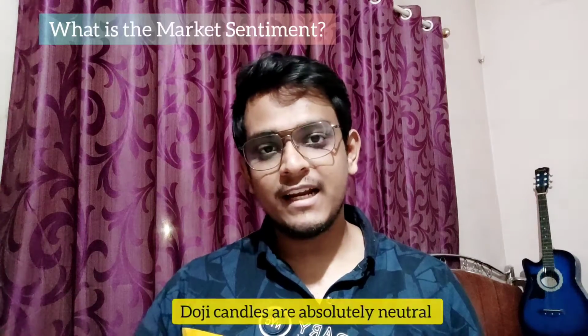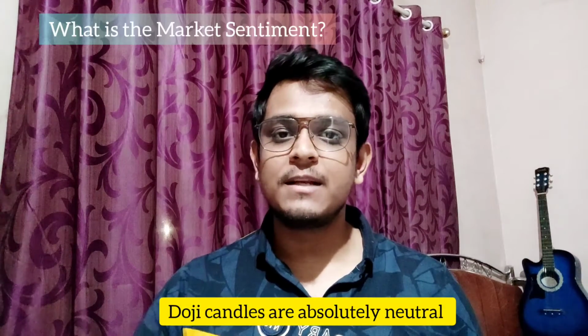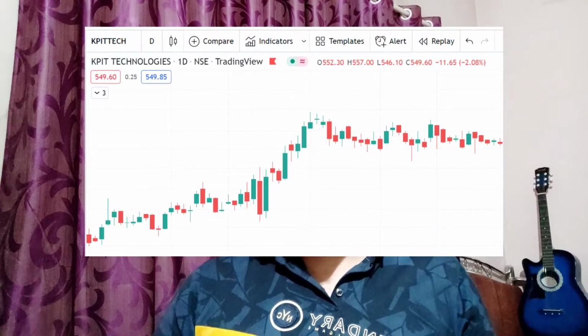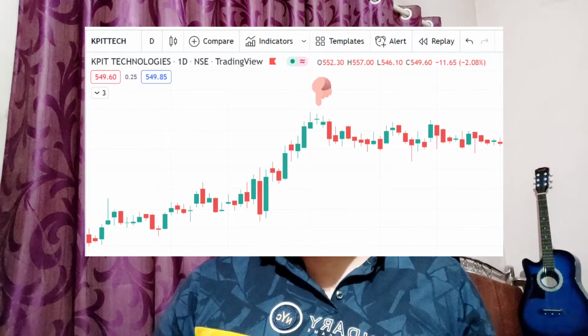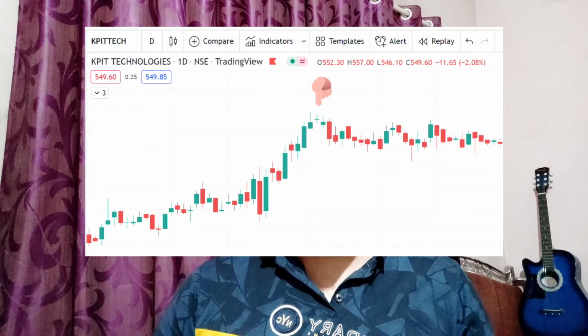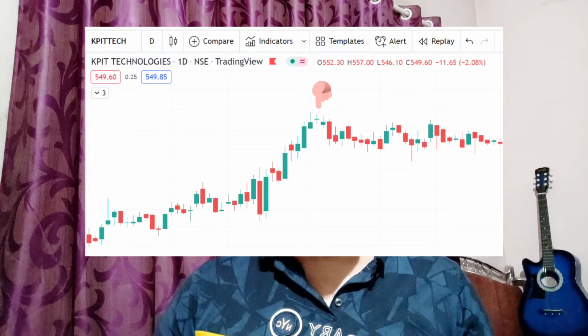So whenever a doji candle occurs, it means that the market sentiment is extremely neutral. Let's see a practical example to understand this better. So again, checking a daily chart for KPIT Tech. So look at the top of the upper trend. Doji is formed, right, and it has been highlighted on the screen.